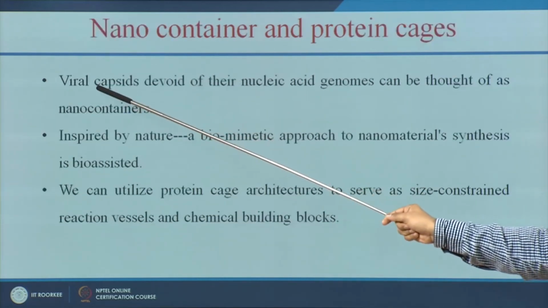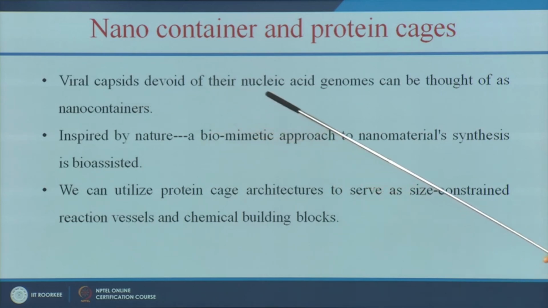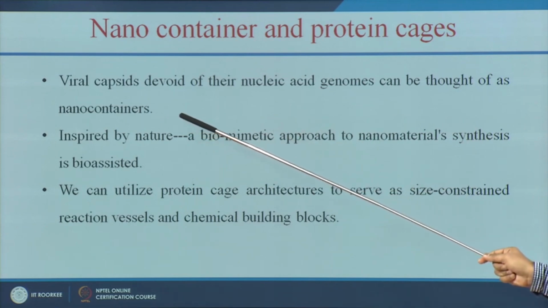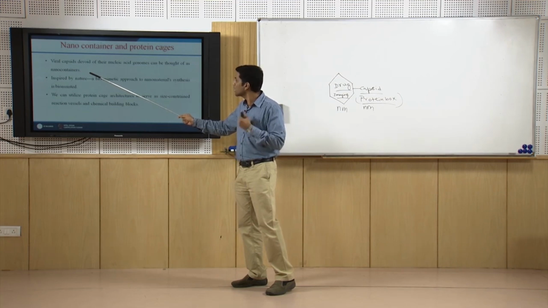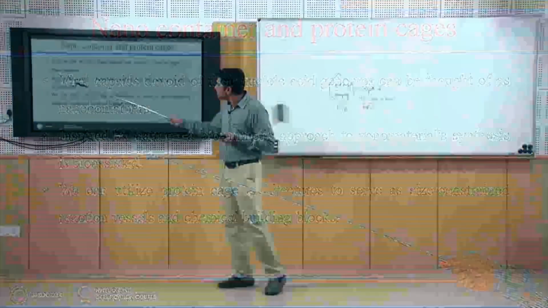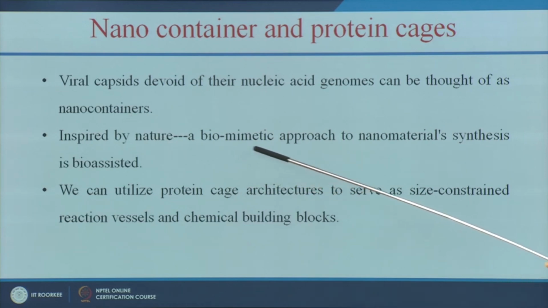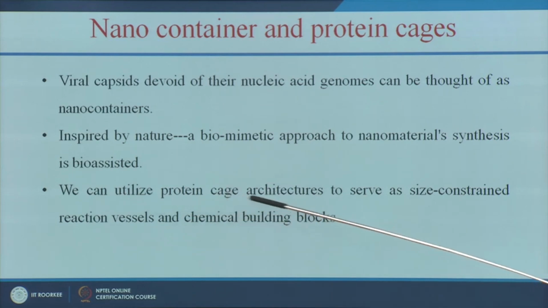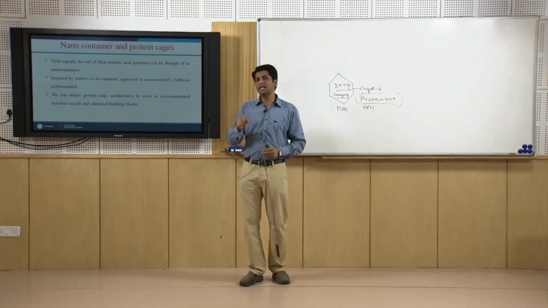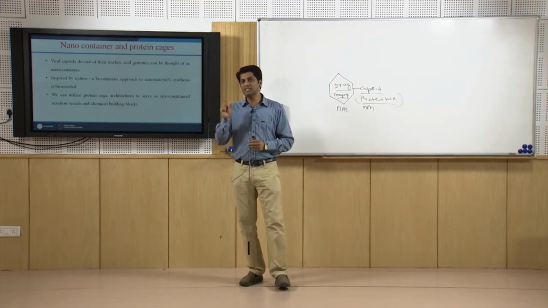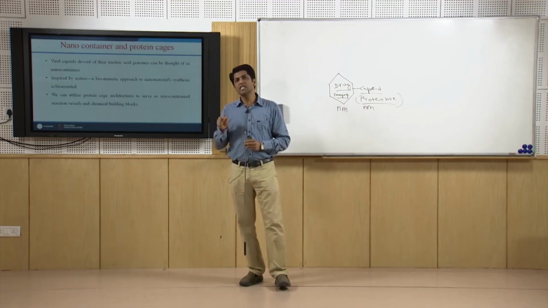Here the viral capsids devoid of their nucleic acid genomes can be thought of as a nano container. As I told you earlier, the viral capsid without the genetic material can be used as a kind of nano container. So again the scientists got the idea from nature. It is a biomimetic approach for making nanoparticles. So we can use a protein cage architecture and it can act like a size constrained reaction vessel. This protein cage will act like a reaction vessel and it can synthesize nanoparticles in the smaller nano size vessel.